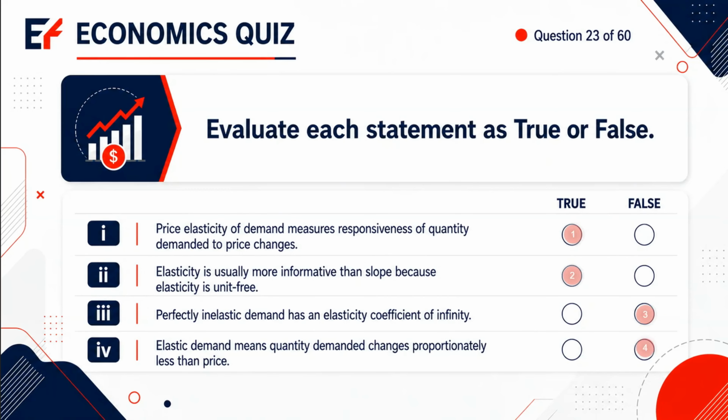Let's sort out the elasticity logic clearly. Price elasticity of demand measures how strongly quantity demanded responds when price changes. Elasticity is often more useful than slope because it is unit-free, so it allows comparisons across different goods, prices, and measurement scales. Perfectly inelastic demand does not have infinite elasticity. Its elasticity is zero because quantity demanded does not change at all when price changes. Elastic demand also does not mean quantity changes less than price. It means quantity demanded changes proportionately more than price. The key idea is that elasticity measures percentage responsiveness, not just the steepness of a curve.